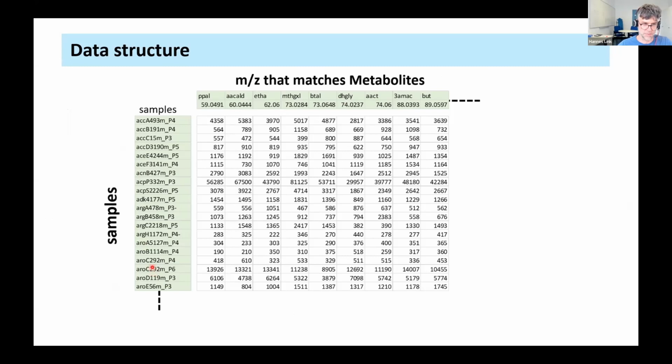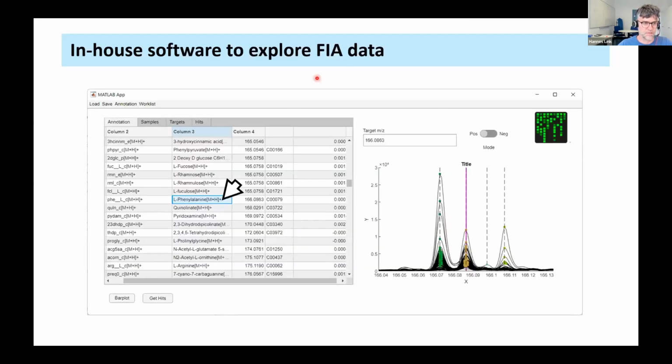We keep the same samples, but then we just keep those mass to charge ratios that match a certain metabolite and where we could actually annotate a peak, as I explained before, with this peak prominence of 1,000 and the peak height of 1,000. And then we have this list of m/z values that match metabolites. And then we have some in-house software to explore these data.